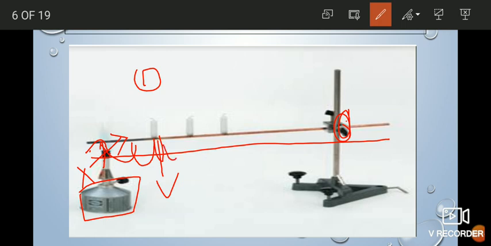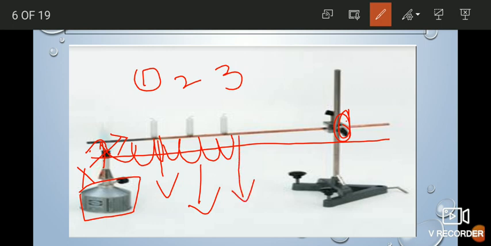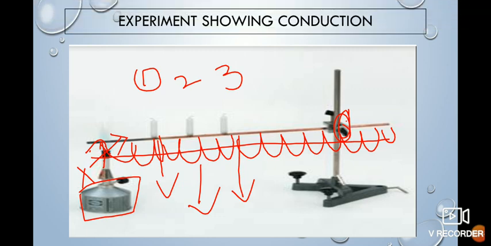Now heat continues to travel and reaches candle number 2. The same thing happens. Next, candle 2 falls down. The heat continues to travel and reaches candle number 3. Candle number 3 too falls down. The heat continues to be transferred till it reaches the very end of the copper rod. This is how heat gets transferred in conduction.